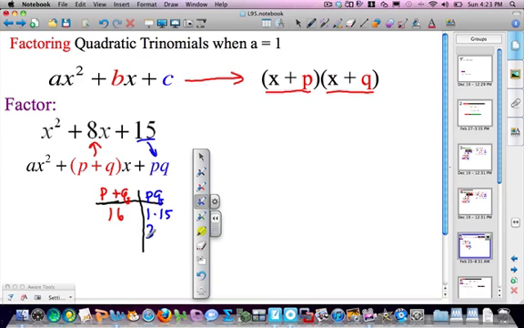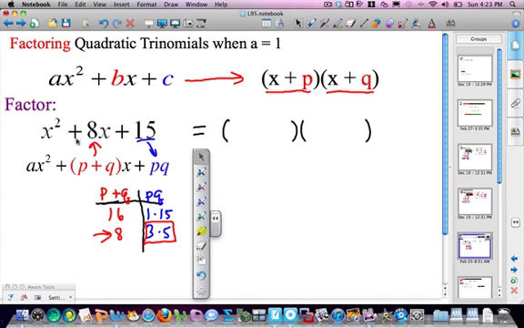How about 3 and 5? So 3 times 5 is 15. And when I sum those two factors, I get a sum of 8. And this is what we're looking for. That tells me that P is going to be 3 and Q is going to be 5. So now we're ready to write down the two linear binomial factors that gave us the quadratic trinomial. So we open up two sets of parentheses.